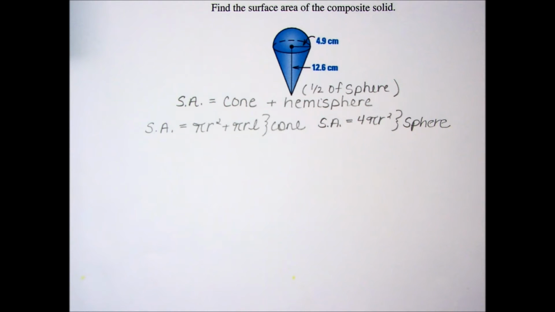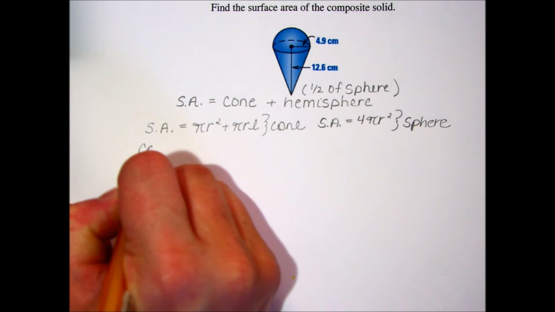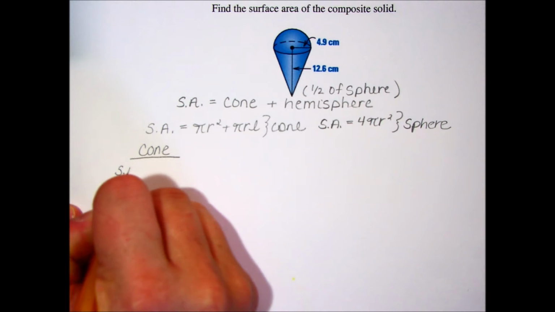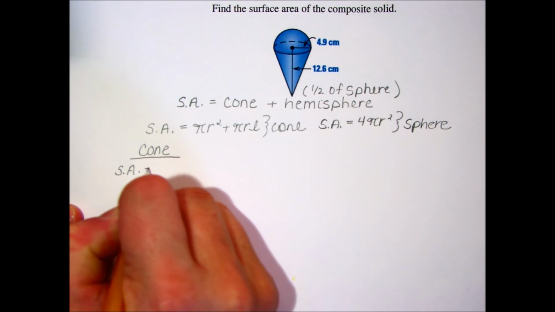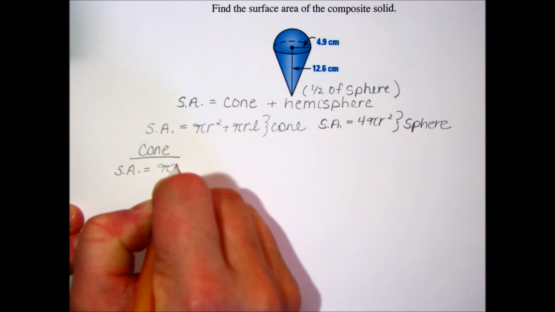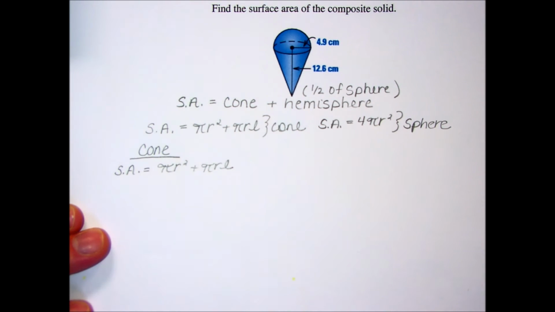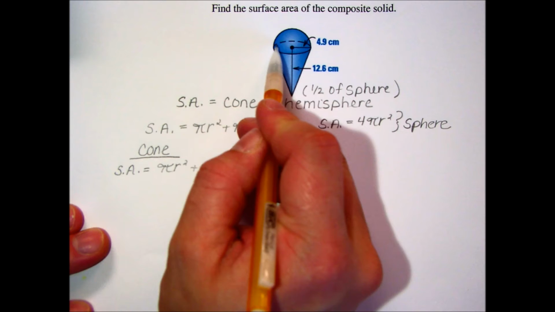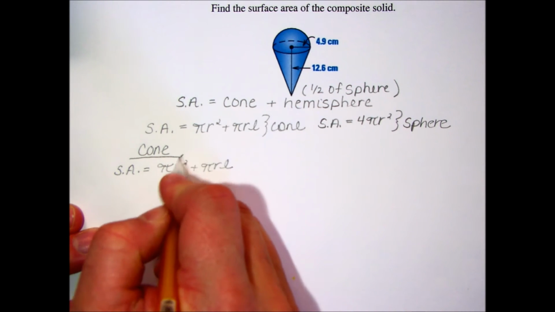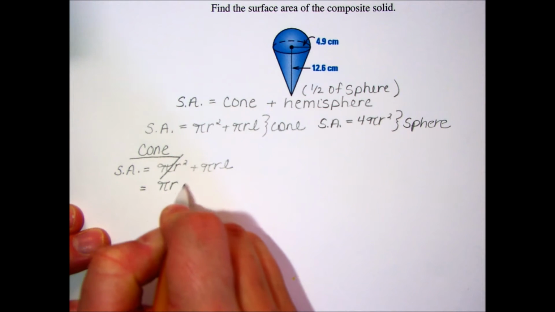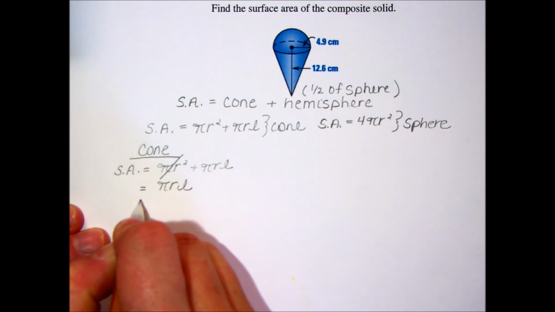So the first part of this composite solid we're going to calculate is going to be the portion that is the cone. And so we're going to use our cone formula. Surface area is equal to pi r squared plus pi r L. And again, think about where spray paint would touch on this composite solid. It would not hit the base, so we do not have to include the pi r squared in the beginning of the formula. We'll only use pi r L.